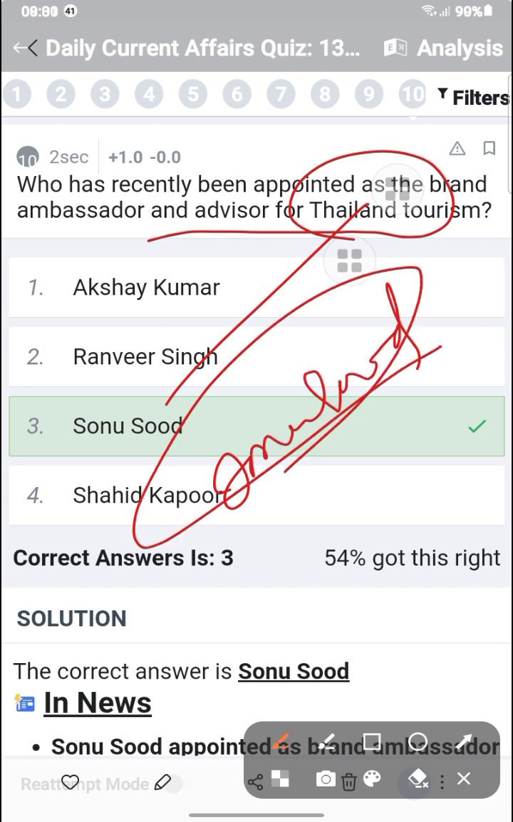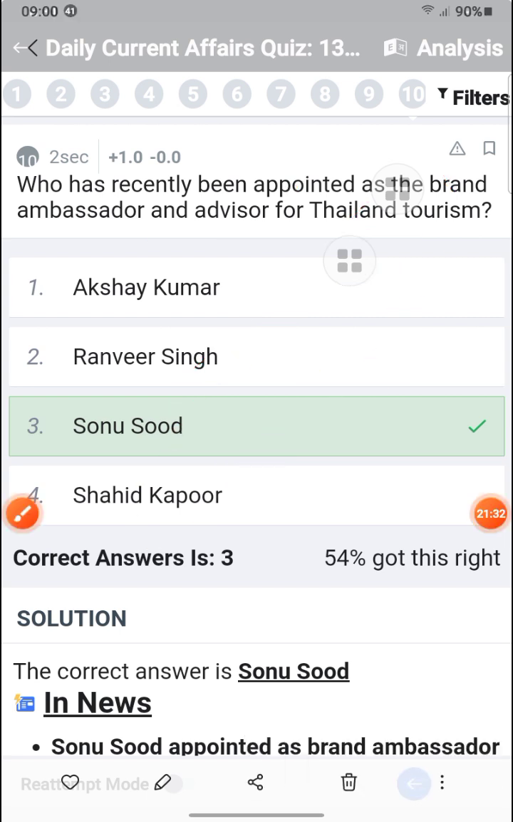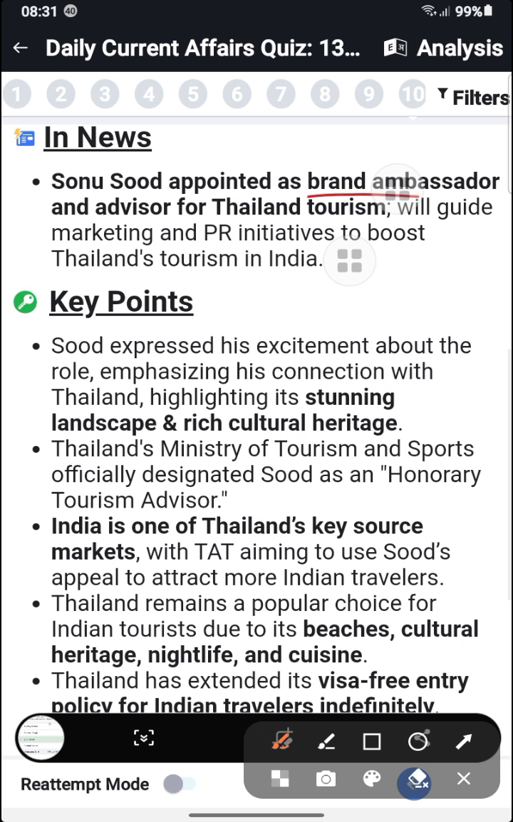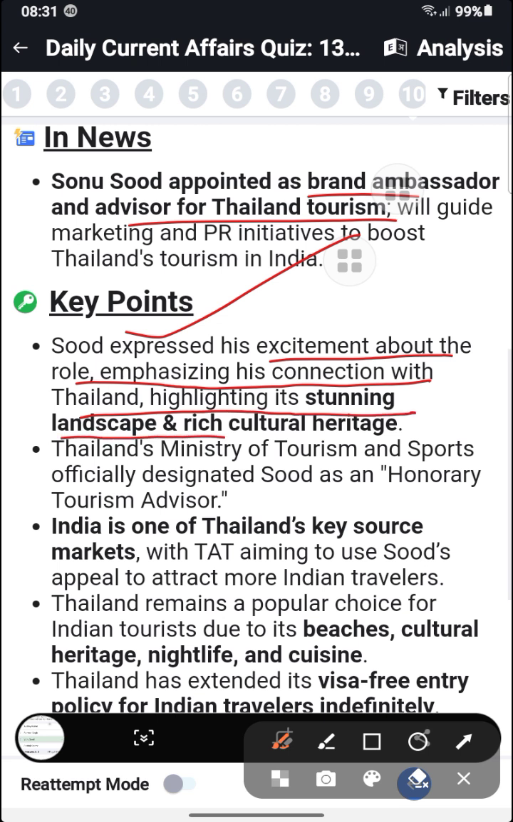Sonu Sood was appointed the brand ambassador of Thailand tourism. Sood expressed excitement about the role, emphasizing his connection with Thailand and highlighting its landscape and rich cultural heritage. The Ministry of Tourism and Sports officially designated him honorary tourism advisor.